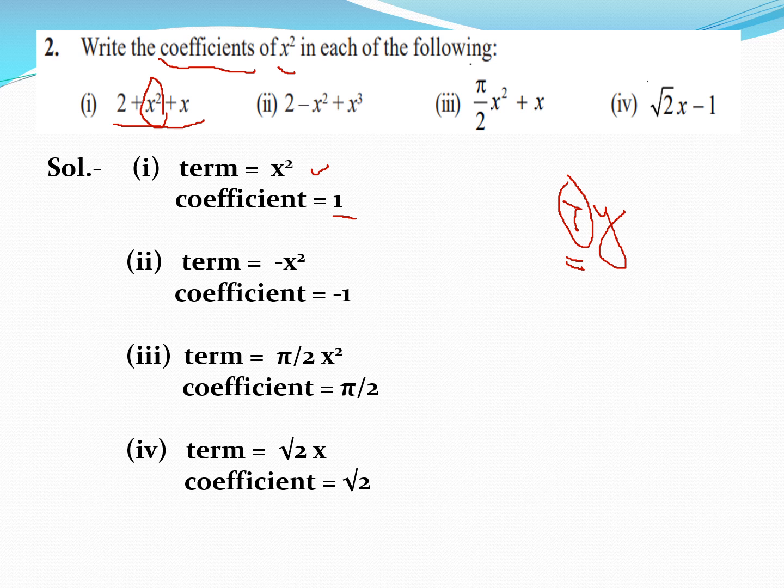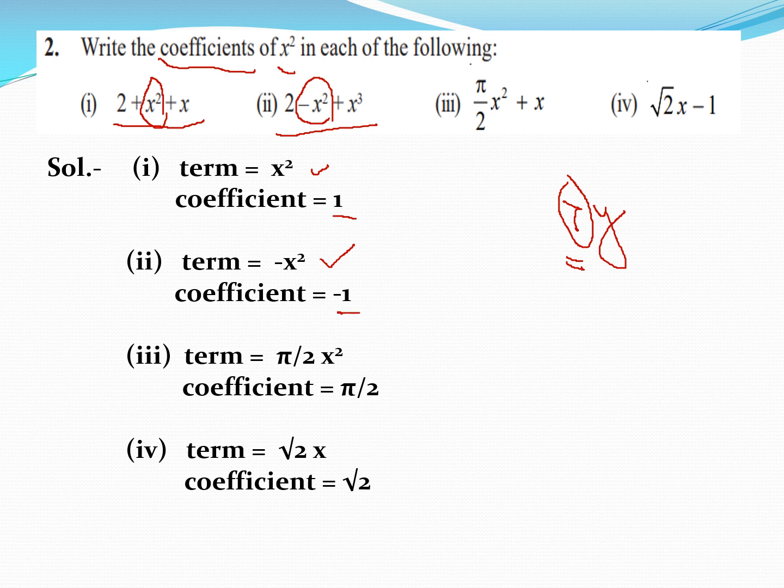Now let's see the second part. The second part is 2 minus x square plus x cube. Again the question is the same, we have to find the coefficient of x square. So we have to find the term which involves x square. The term which involves x square is minus x square. So we write the term is minus x square. Now with this x square there is no numeric value, that means again it is 1. And here is a sign of minus. So the coefficient is minus 1.